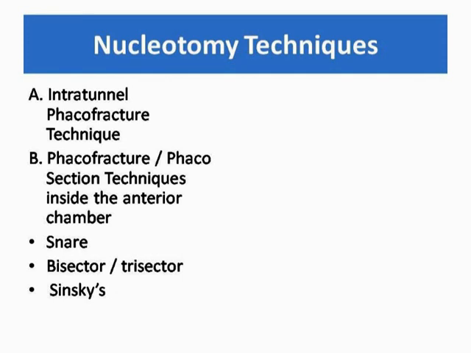Nucleotomy techniques can be broadly divided according to location. Intratunnel Phaco fracture is the technique by which the nucleus is broken into pieces inside the sclerocorneal tunnel and taken out through an incision as small as 4 mm. Then there are Phaco fracture and Phaco section techniques. In these techniques, the lens nucleus is broken or cut into two or more pieces with the help of a snare or bisector or trisector or Sinskey's hook inside the anterior chamber.